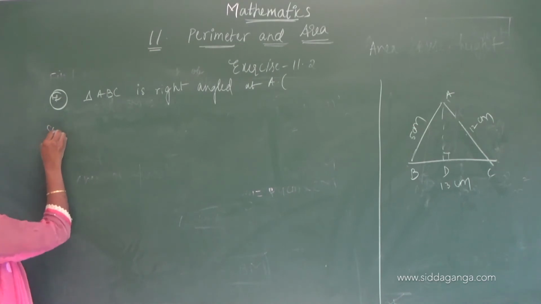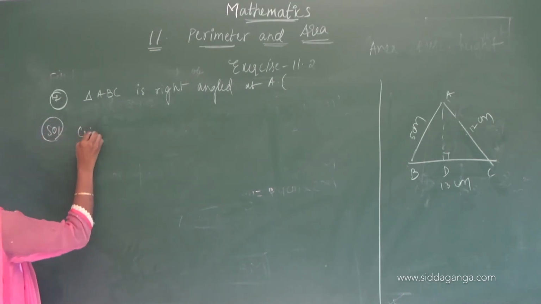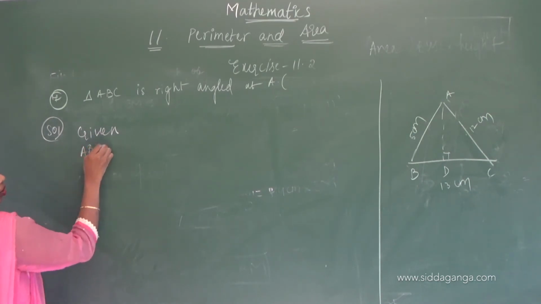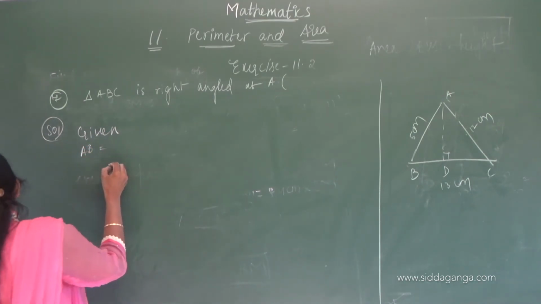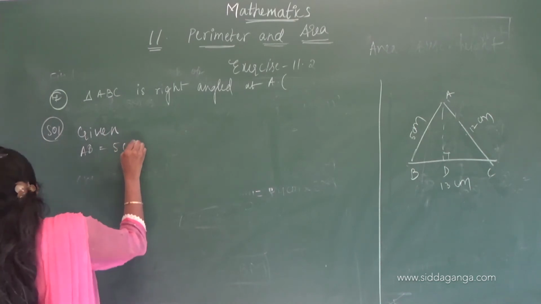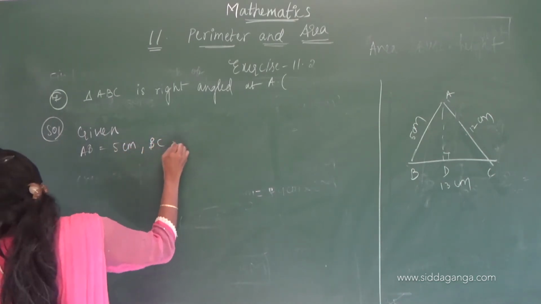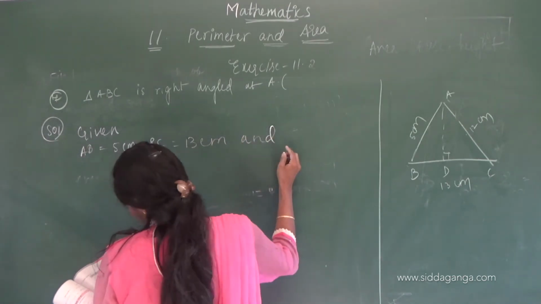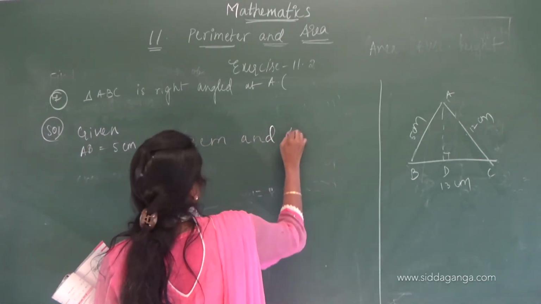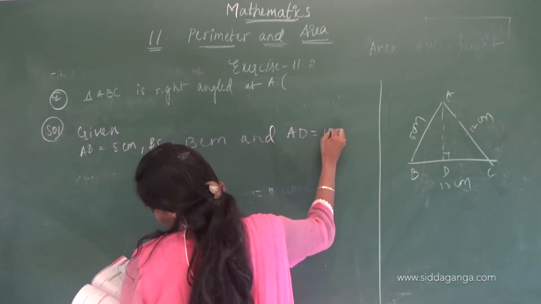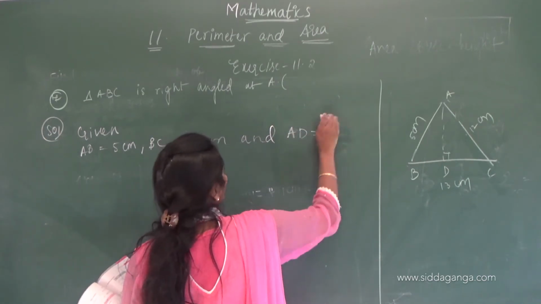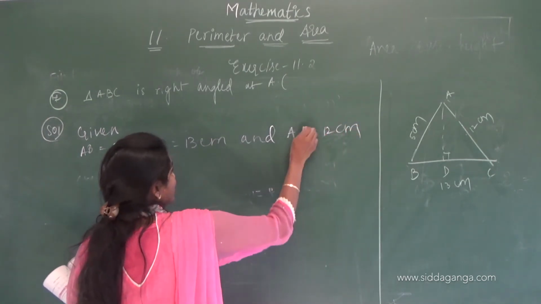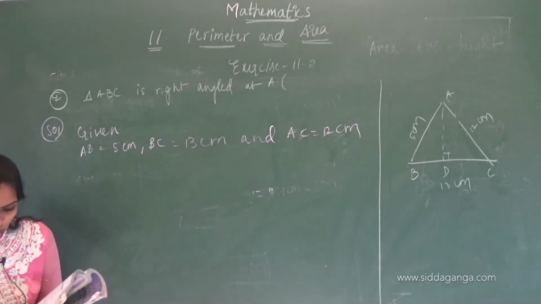Whatever is given, we have to write it. Given: AB equals 5 centimeters, BC equals 13 centimeters and AC equals 12 centimeters.